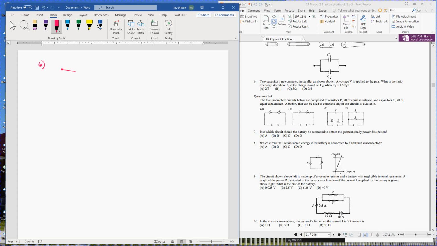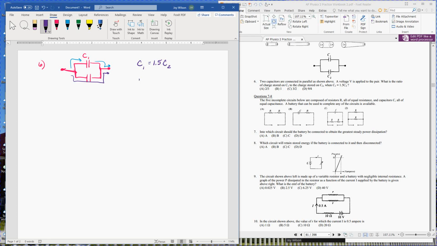So if we start here, we've got C1 and we've got C2. These two are in parallel because they each have a branch. I can go through the top one and on through the circuit. We're only seeing part of the circuit, or I can go through the bottom one and back out. And so these are in parallel. So we are told that a voltage is applied to each pair. What is the ratio of charge stored on C1 to charge stored on C2 when C1 equals 1.5 C2?